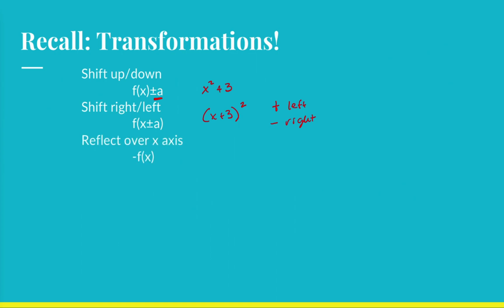To reflect over the x-axis, we put the negative out front. That'd be negative x squared. Or say negative square root of x, for something that actually shows the difference between a horizontal and vertical reflection a little bit better. To reflect over the y-axis, we put the negative inside. So square root of negative x would reflect over the y-axis.